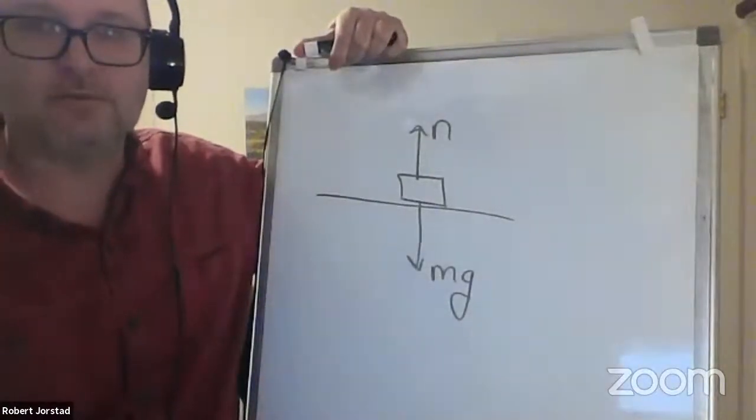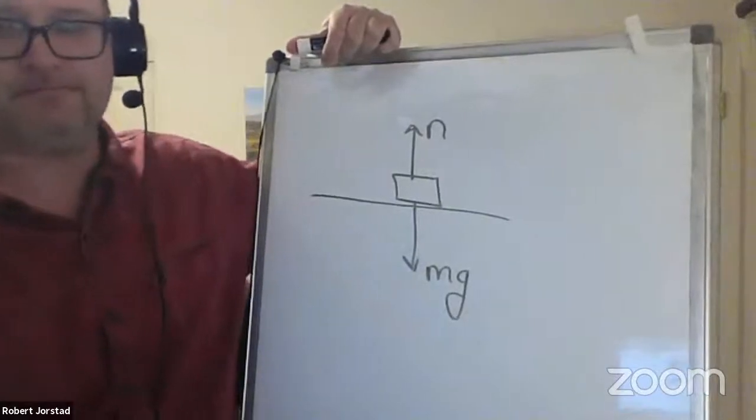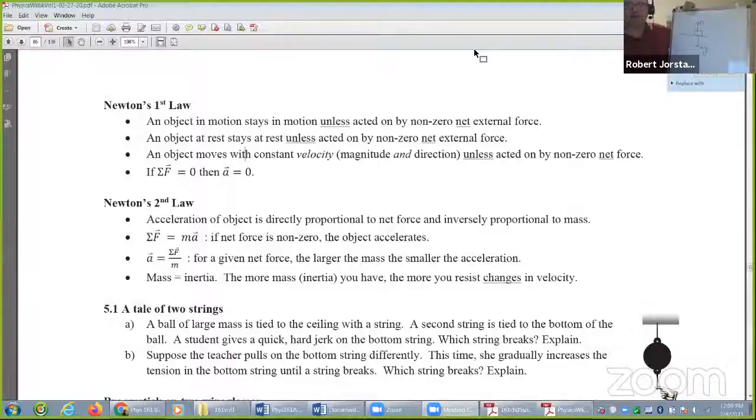Okay, so let me get back to here. If you've got your book, you might want to watch out. To be clear, if the net force is zero, meaning the sum of forces on an object is zero, then acceleration is zero. You could still be moving with constant velocity.